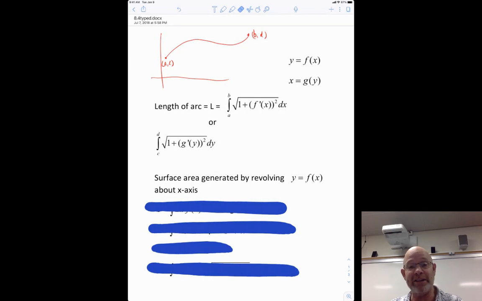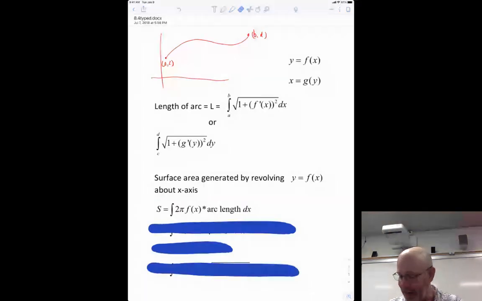You're not going to get to choose. If it goes around the x-axis, you must do things in terms of x. And if it goes around the y-axis, you must do things in terms of y. So it's just formula-driven again. So notice we're going around the x-axis. I'll do one example of this so you can see it.